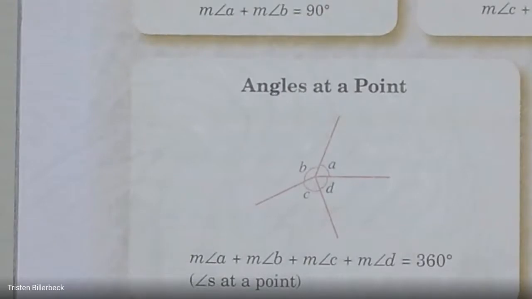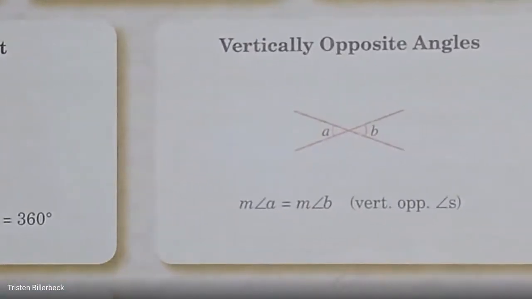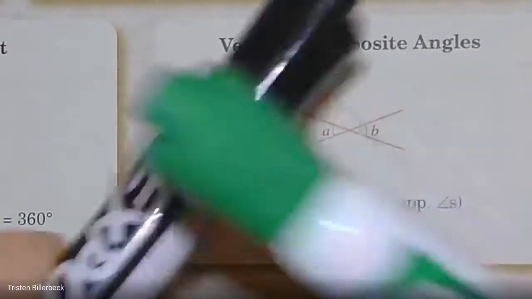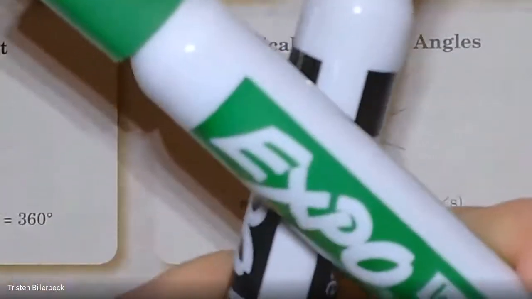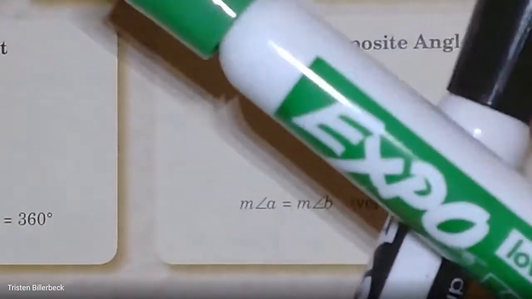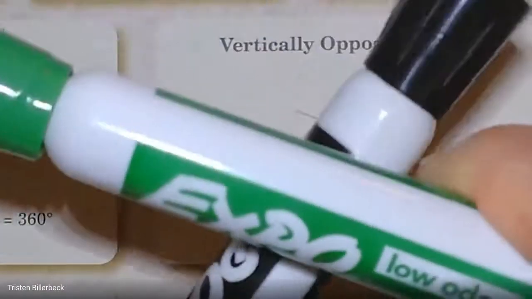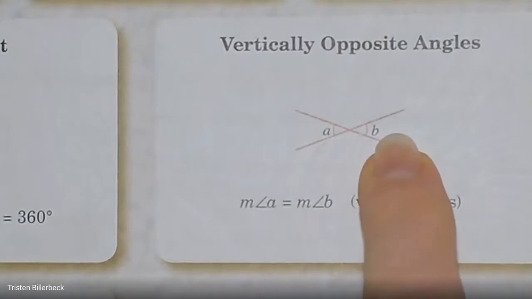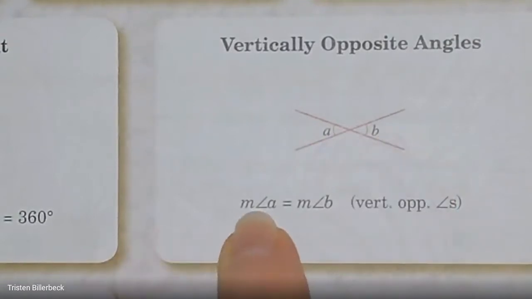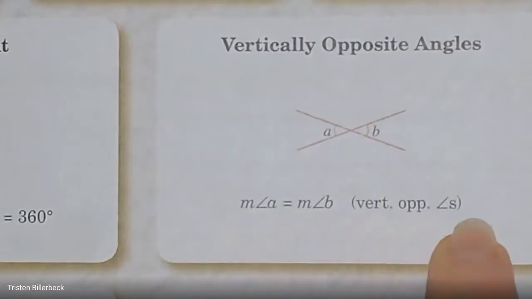We also have special cases over here with vertical angles. Vertical angles, they're like bow tie angles. So if we have vertical angles, no matter how we make the angle, the opposite angles are always equal. So A would be equal to B. So we would say the measure of angle A equals the measure of angle B. They're vertical or opposite angles.